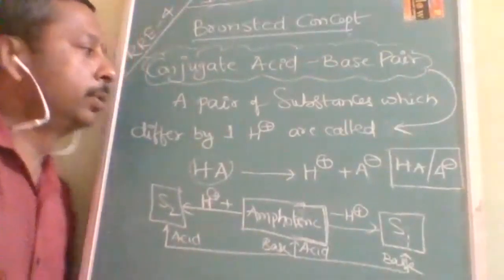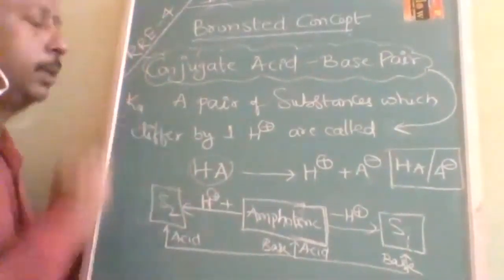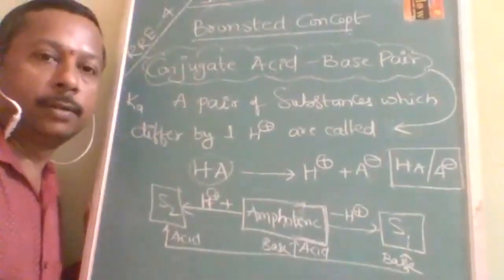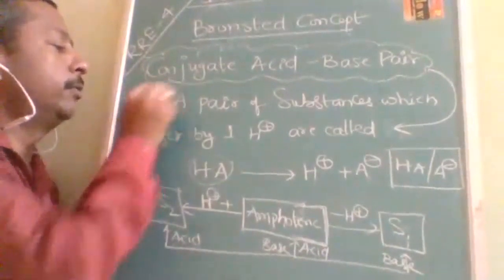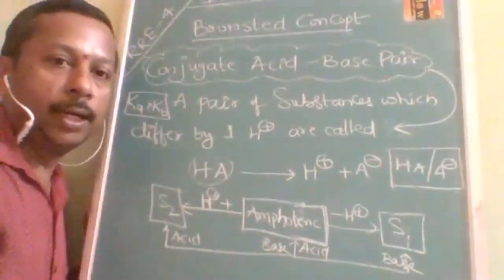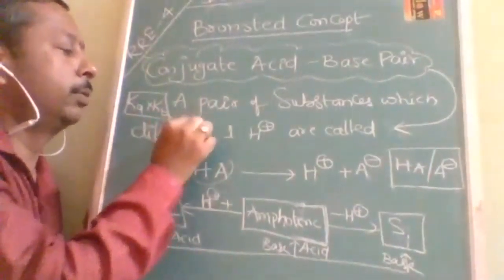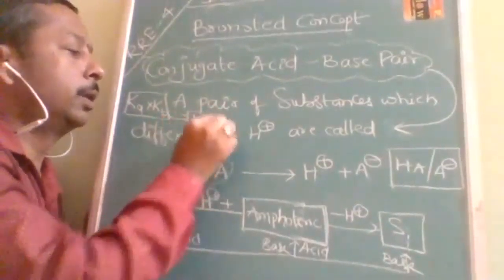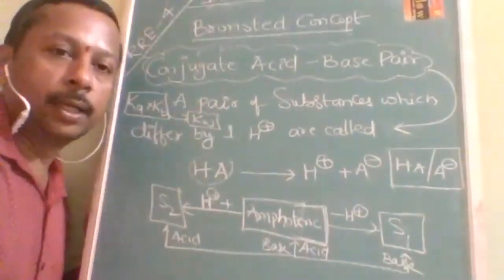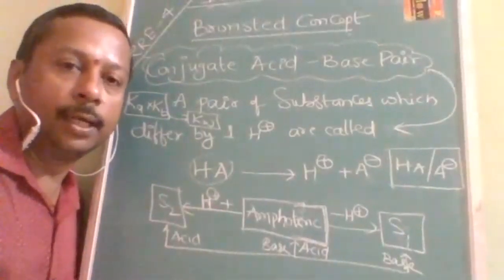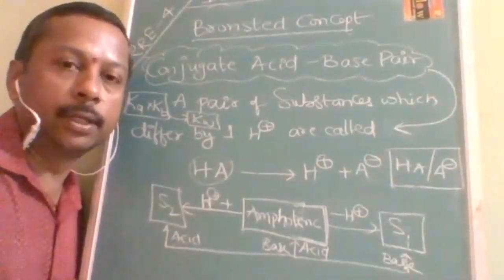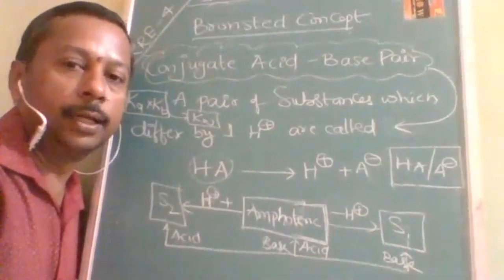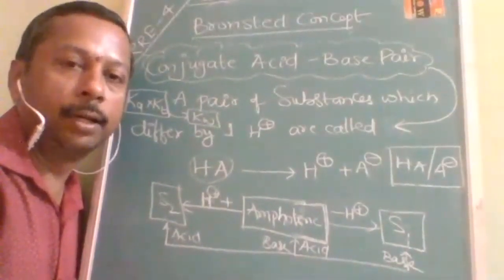One more thing: suppose Ka is the dissociation constant of the acid and Kb is the dissociation constant of the base. On multiplying both of them, you are going to get Kw. What is Kw? You will come to know. But Ka into Kb for a conjugate acid-base pair is equal to Kw. So this is all about the Bronsted concept regarding the conjugate acid-base pair. Are you ready for the next segment?